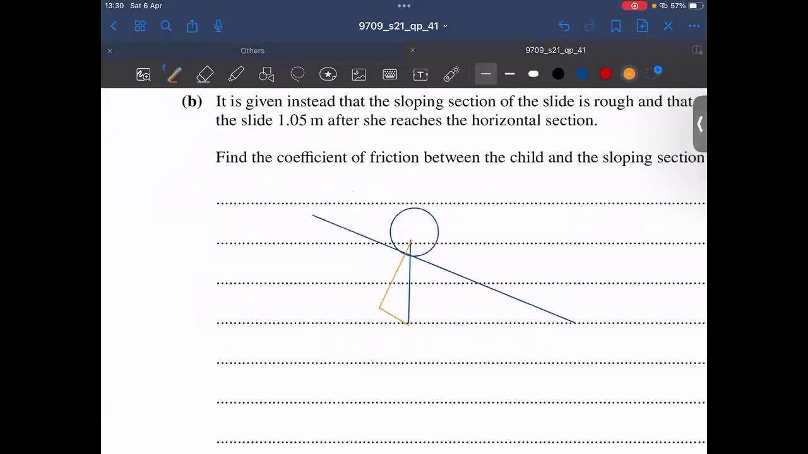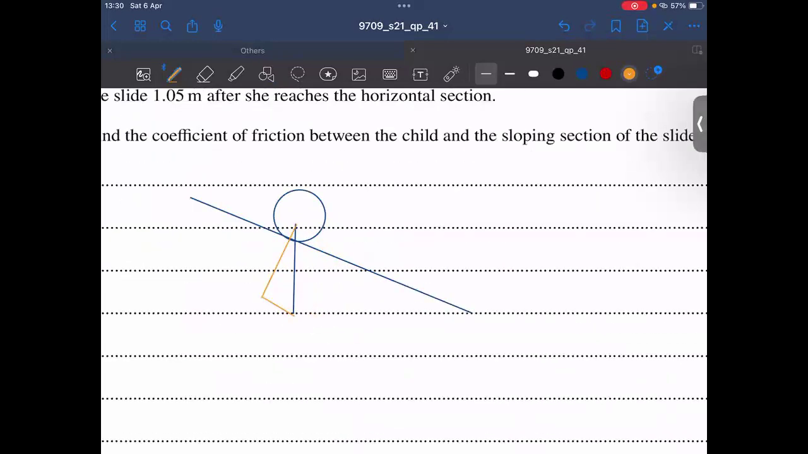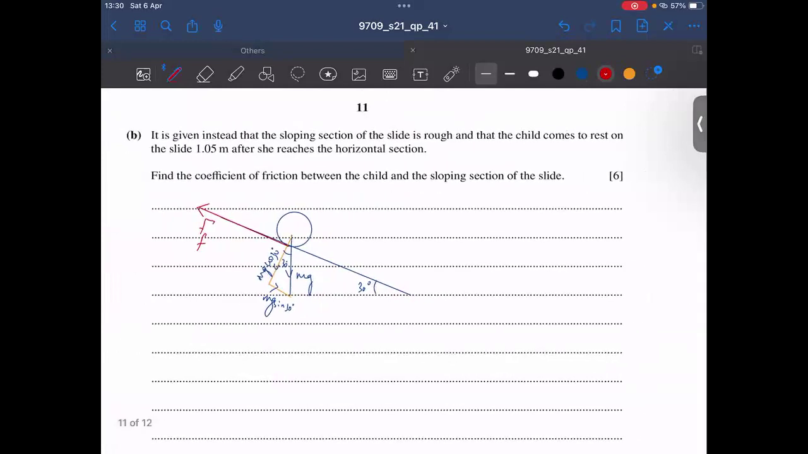Amna, this is 60 degrees, I reckon. 30 degrees. So this is mg cos 30 degrees, mg sine 30 degrees. This is mg. This is the force of friction. All right, Amna, force of friction.